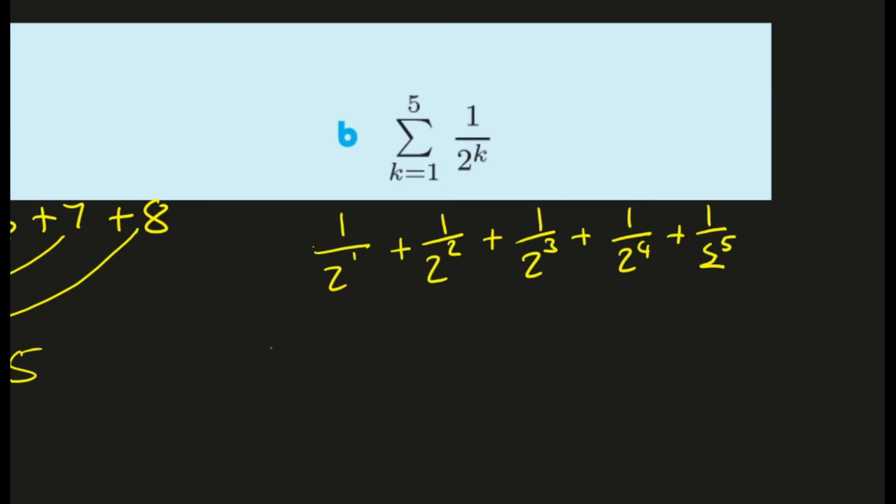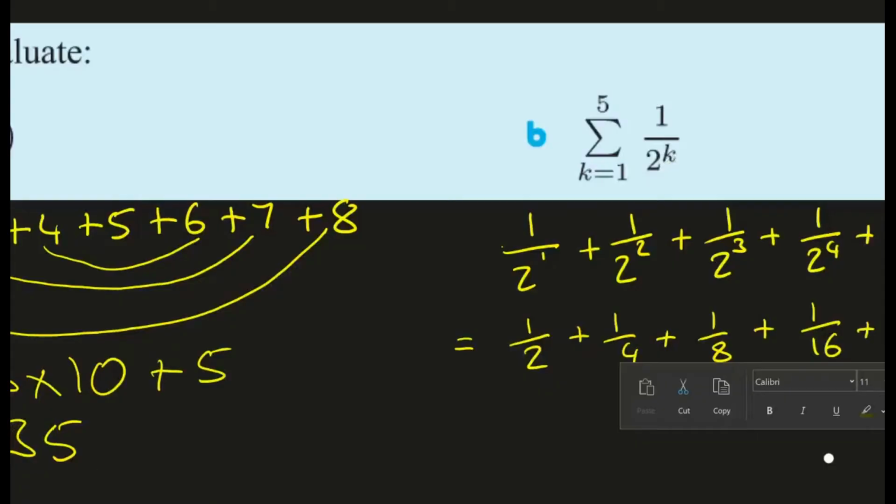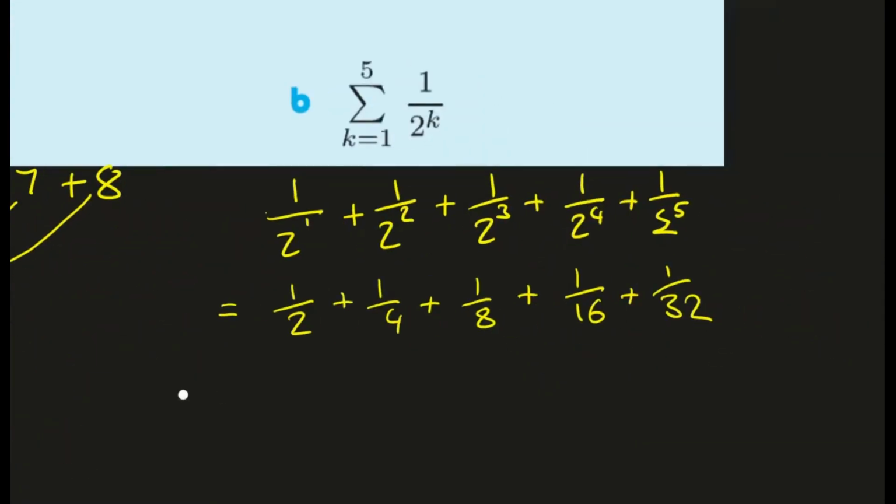There we are. So, writing this out, we'll have a half plus a quarter plus an eighth plus a 16th plus 1 over 32 at the end there. Okay, we've got to add those up. I can assume this is a non-calculator question.